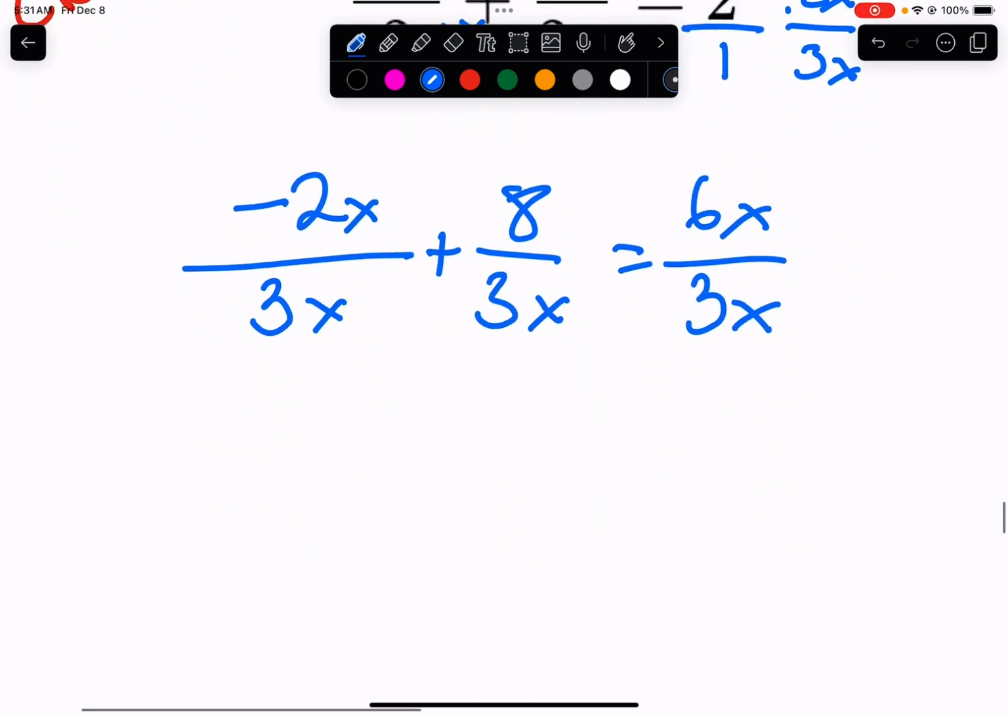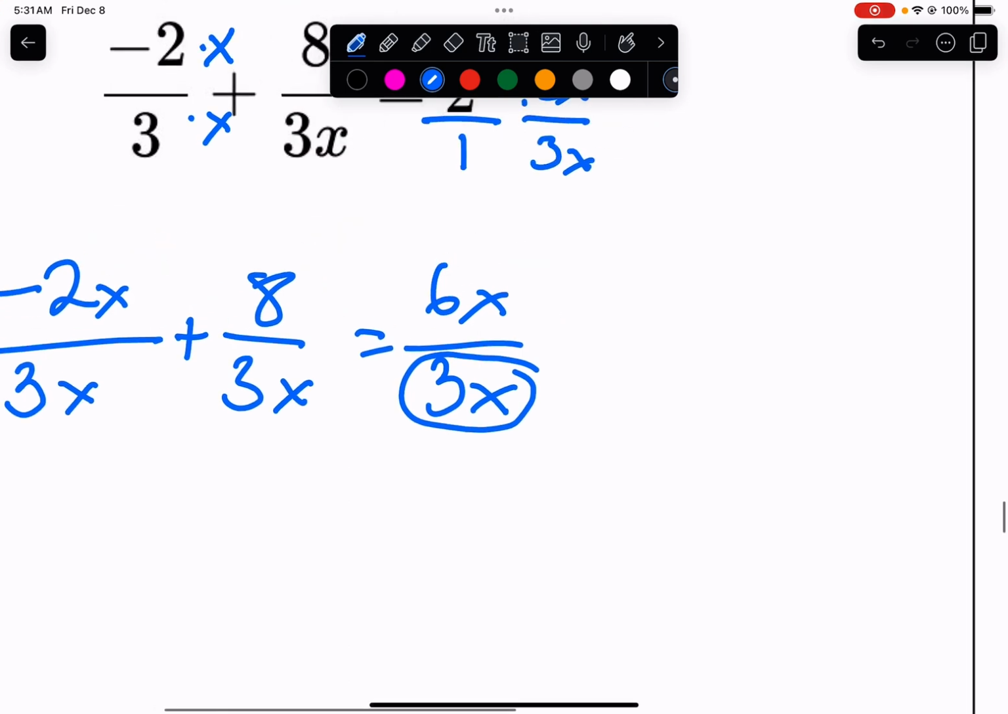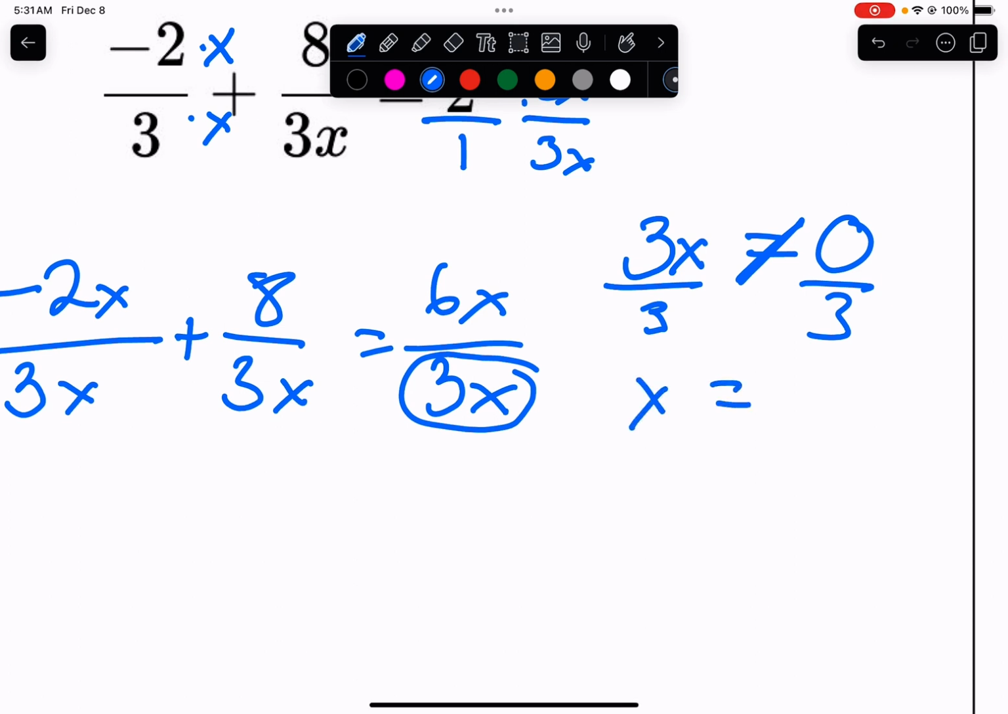All right. So now, once we have a common denominator across the board, what you're going to do is take that common denominator and set it equal to 0. Essentially, that common denominator cannot equal 0, because if it equals 0, that means we're dividing by 0. So you can solve that, and that tells you what x cannot be. x cannot be 0, because if we divide by 0, it breaks math rules, so we can't have that.